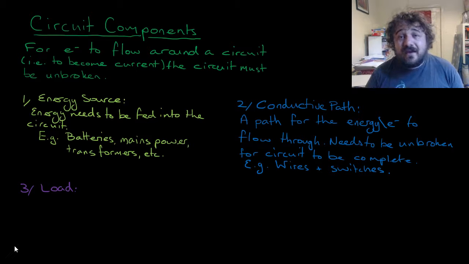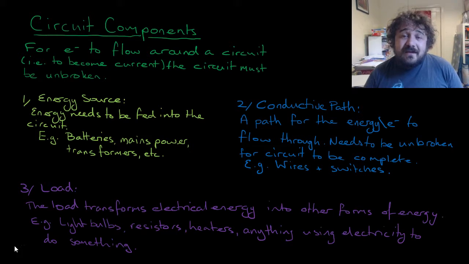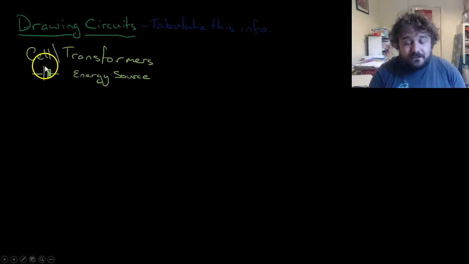Now, we also have to have a load in there. Basically, a load is anything which uses the energy. It takes the energy from the electricity and converts it into a different type of energy, another type of energy that is useful. So, for example, light bulbs, resistors, and basically anything using electricity to do something will do.